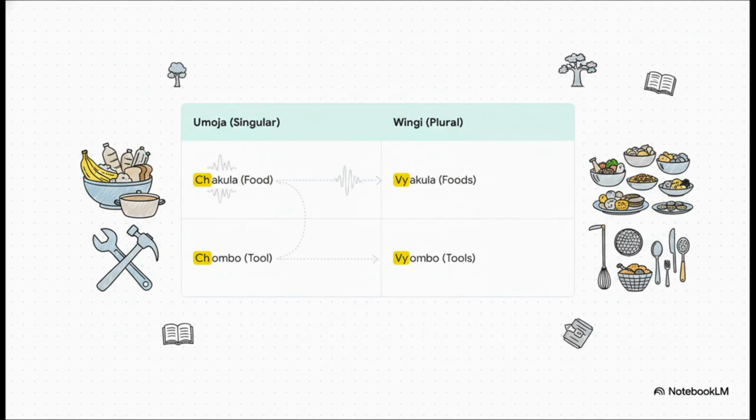Now, there's a tiny little variation here, but it's super consistent, so don't worry. If a noun in this family starts with ch, usually because of the vowel that comes next, its plural form will start with vi. So chakula becomes vyakula. It's just a predictable sound change, but the core idea is exactly the same.